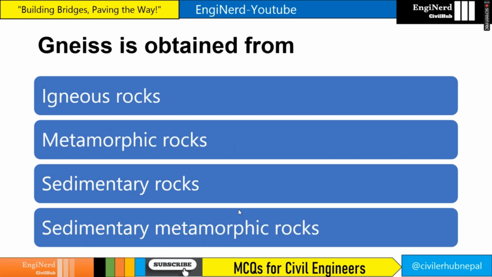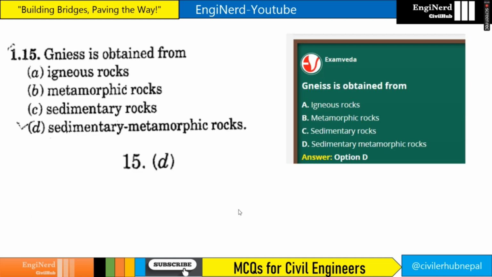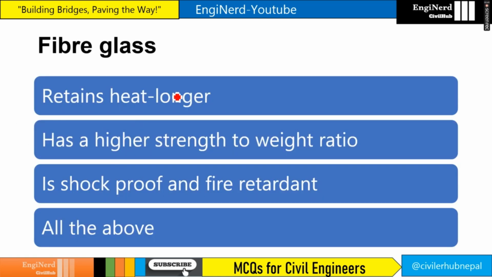Gneiss is obtained from igneous rock, metamorphic rock, or sedimentary metamorphic rock. In the book of Augur, the answer is given as sedimentary metamorphic rock, and also in the exam beta it is given as sedimentary metamorphic rock. But I am still confused about the explanation of this question. If you know the explanation for this question, please comment down in the comment section.